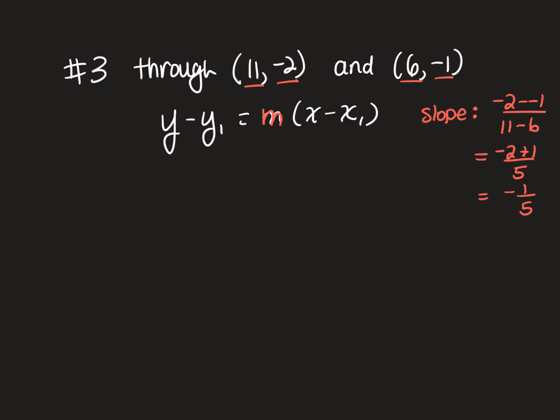Now, if you did your slope the other way and started with 6, -1, and subtracted that way, you would still get the same thing. We'd have -1 minus -2 over 6 minus 11, so that's going to be -1 plus 2 over -5, which ends up being, again, -1/5. So either way you do it, you get the same slope. So we've got our slope is -1/5.